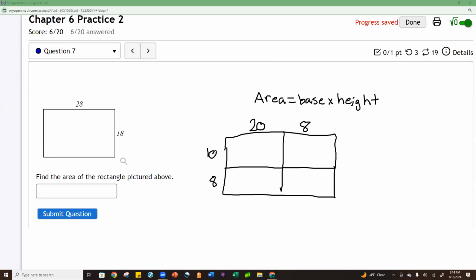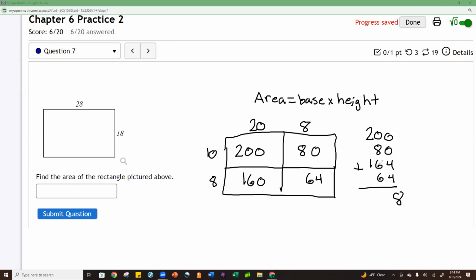And then I'm going to multiply 10 times 20. 1 times 2 is 2, 2 zeros. 10 times 8 is 80. 8 times 20 is 60. 8 times 8 is 64. So I'm going to add these all up to get my total area. This is called an area model or a generic rectangle.